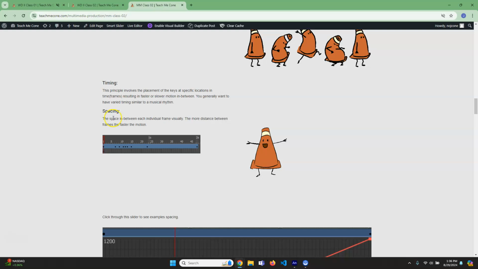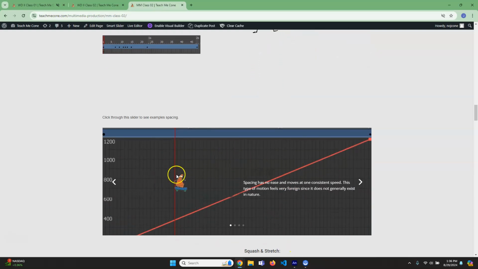Now, when we talk about spacing, that's a little bit different. That is the space between each individual frame. So this will probably be a little bit better of an example. This would be a linear spacing. This is even, which means the rate of change over every frame is the exact same. So it just goes one consistent speed. Generally speaking, you do not want that. There are times where that makes sense. Things that are mechanical, where you're purposely trying to make something look not alive but robotic, linear would be the way to go. But even those, to be honest, usually don't have that.